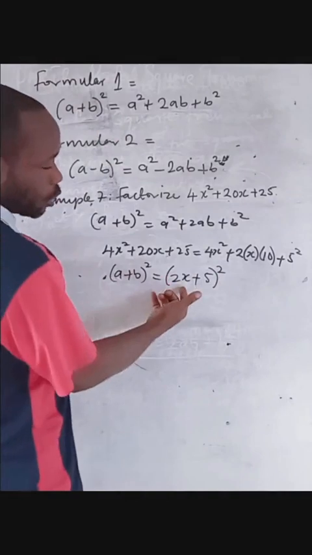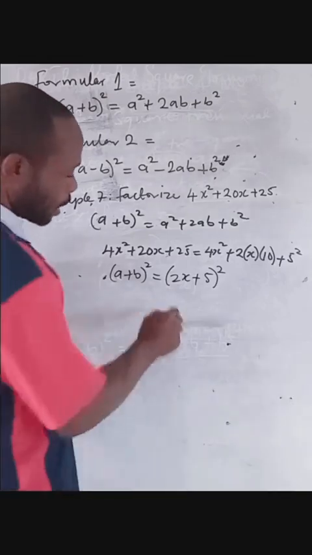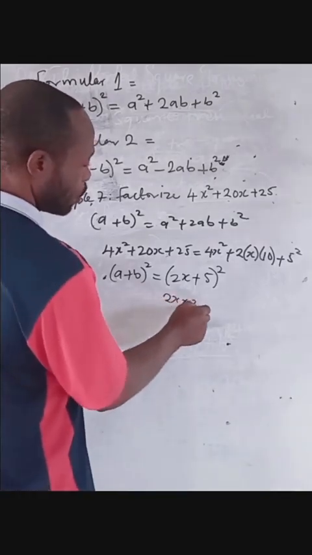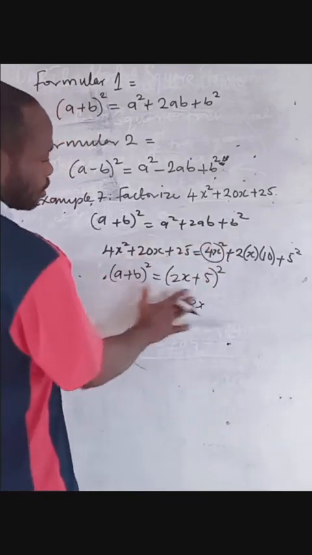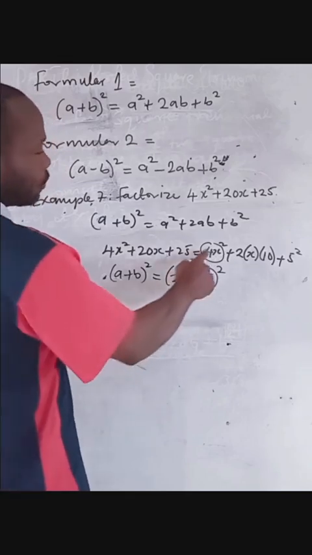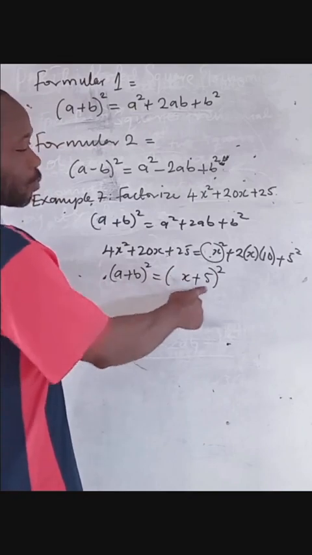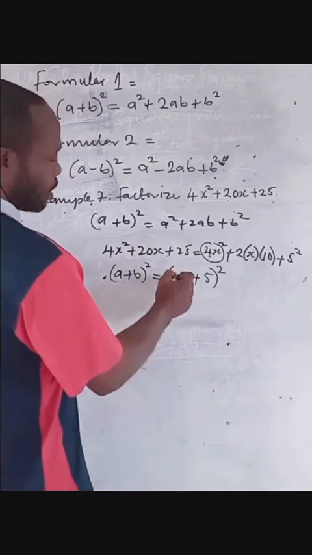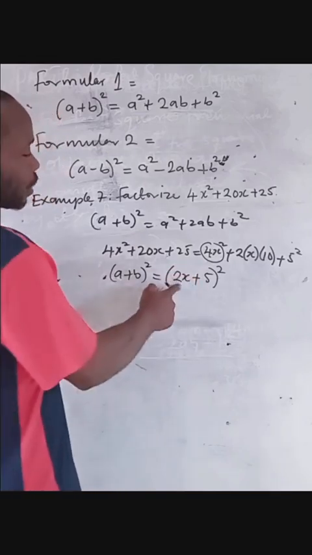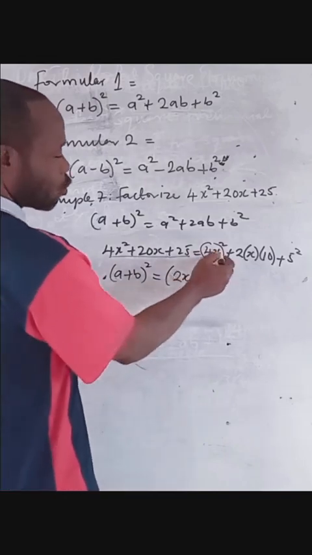So this expression is 2x because 2x multiplied by 2x is going to give us 4x squared. Okay? So if it was just x here, it would have been x plus 5. But since it is 4x squared, it is 2x plus 5. It is 2x because 2x squared is 4x squared.